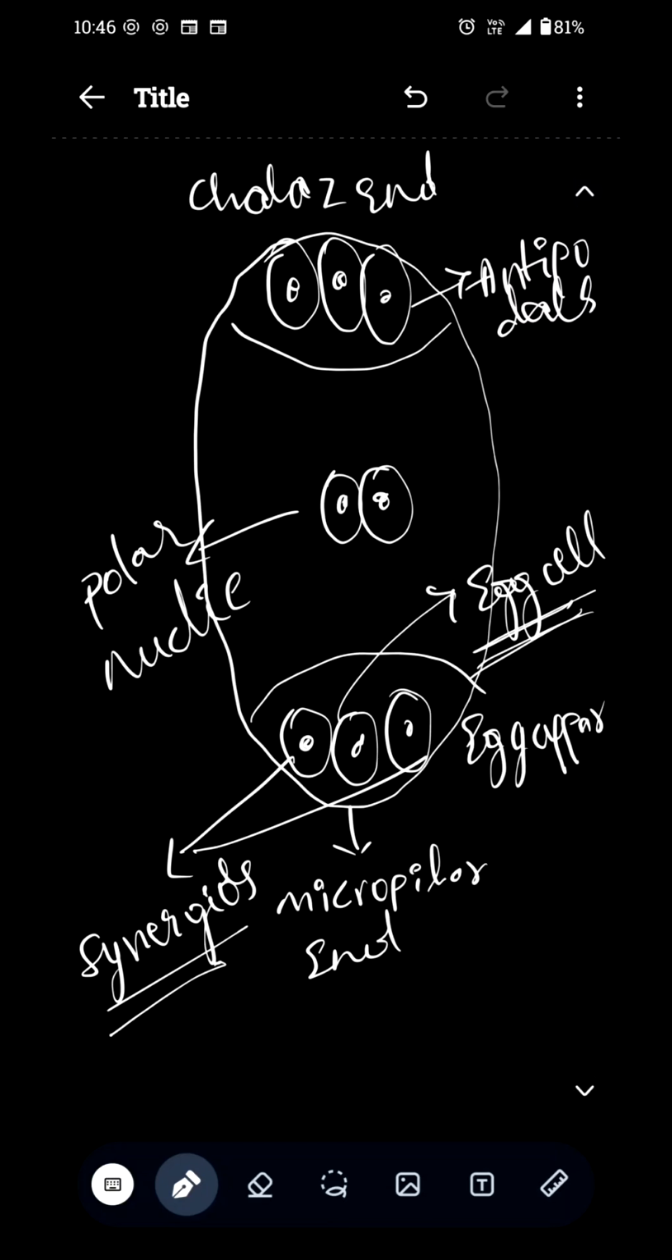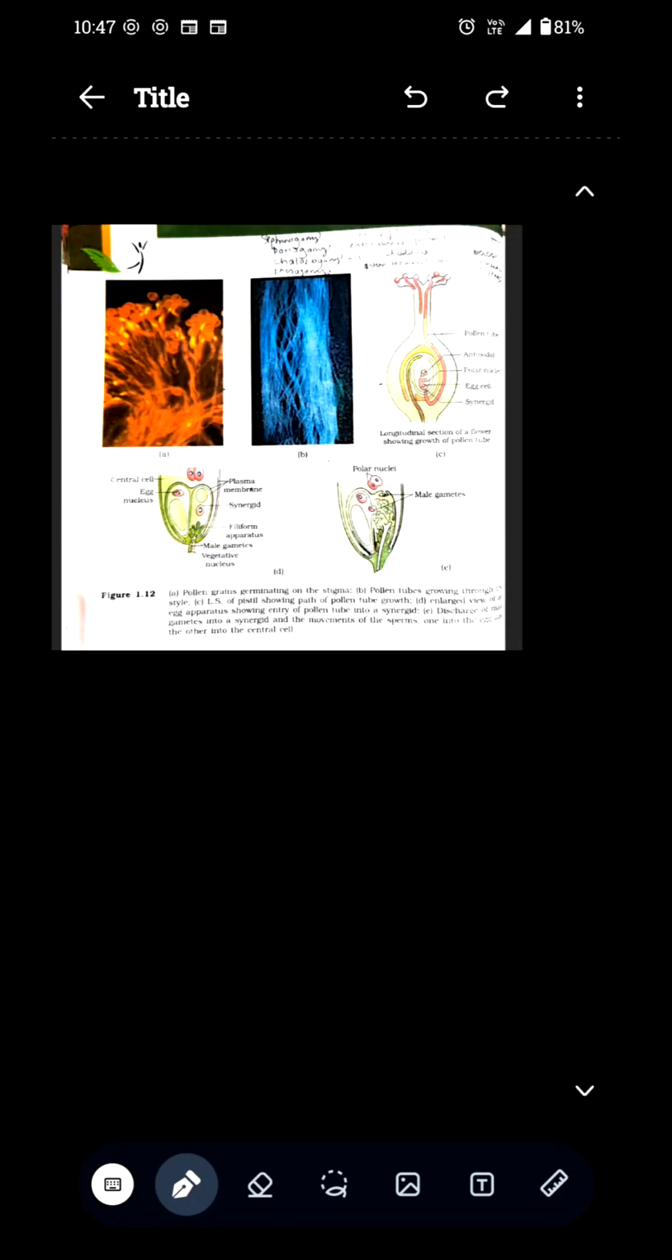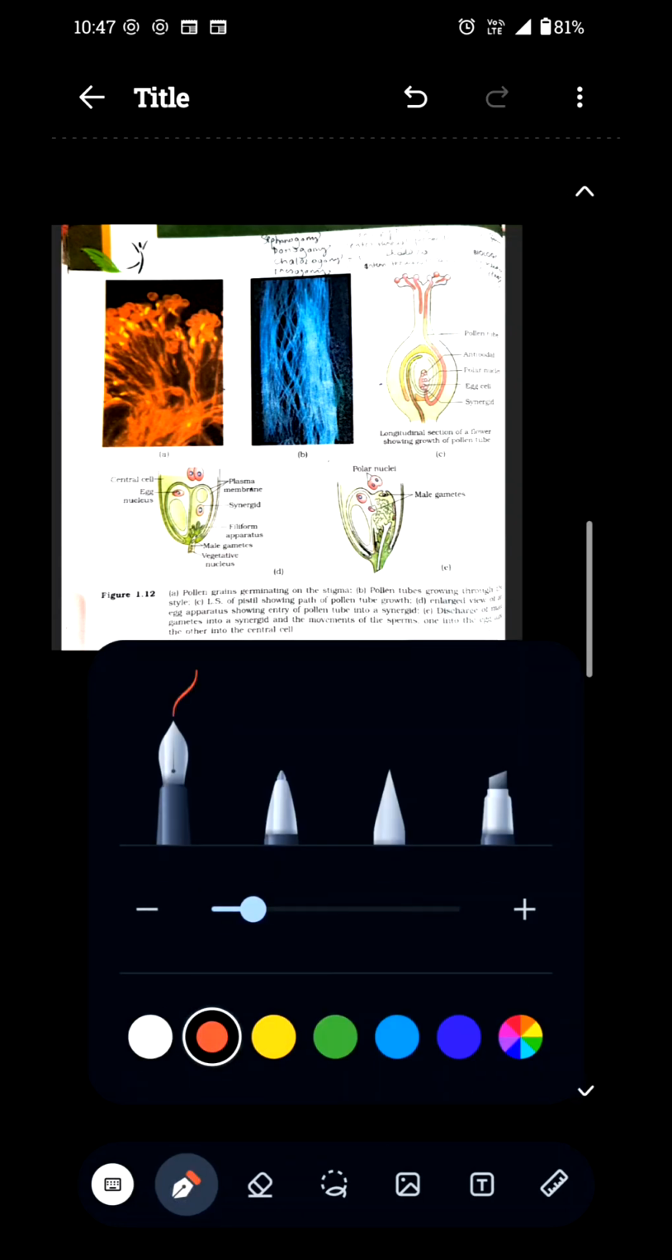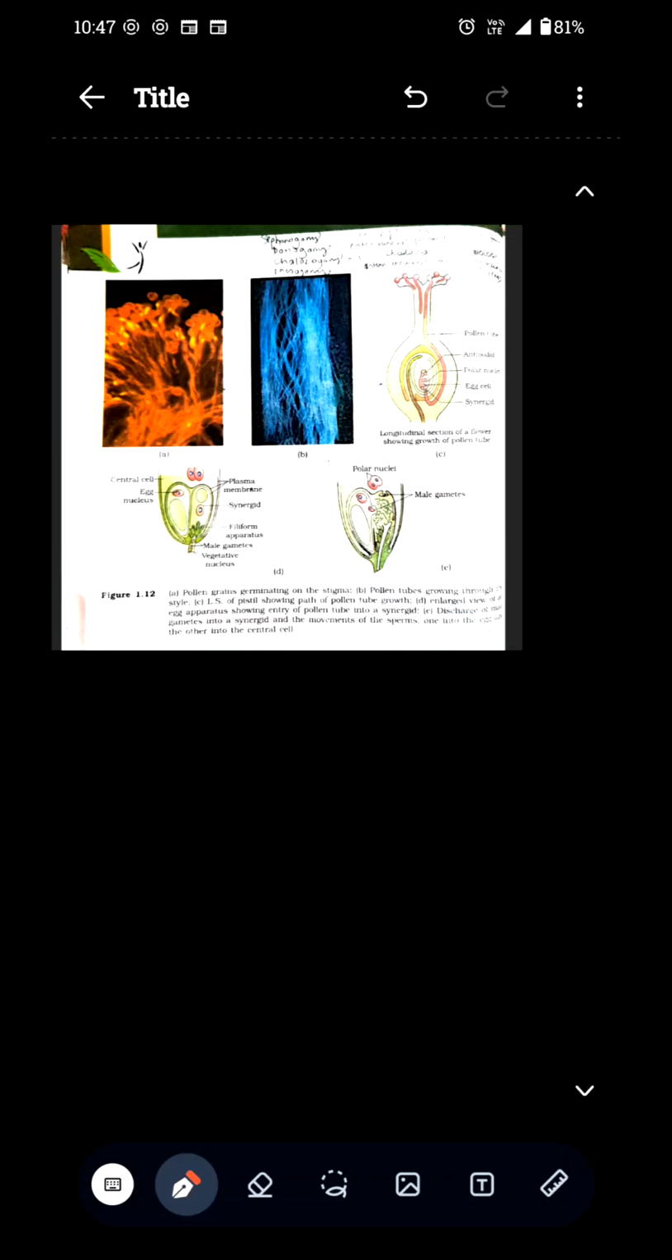The next diagram is very easy, that is the pollen grains landing on the stigma. The pollen grains will come and fall on the stigma, which is a very sticky surface. Not every pollen grain will develop a pollen tube. Only the compatible pollen grains, which have the ability, will develop the pollen tube. The pollen tube is a long, slender structure that carries the male gametes, and it develops and enters the ovary.